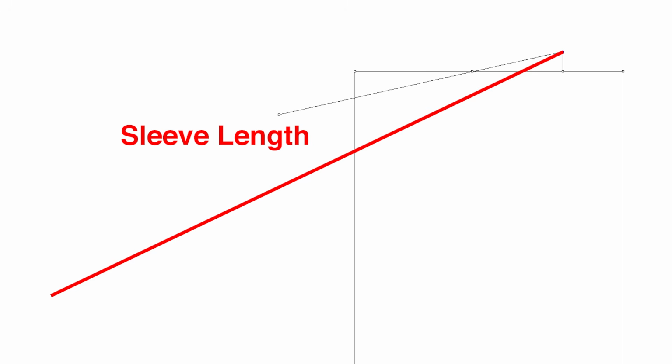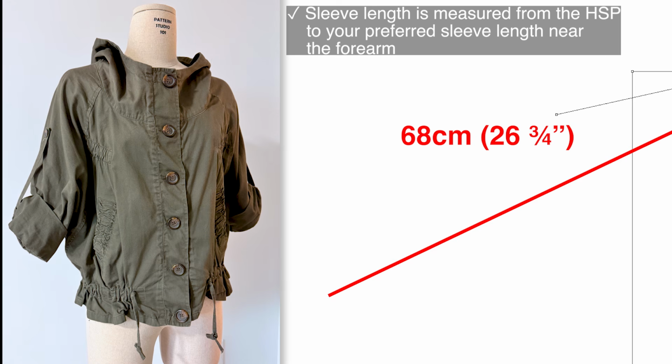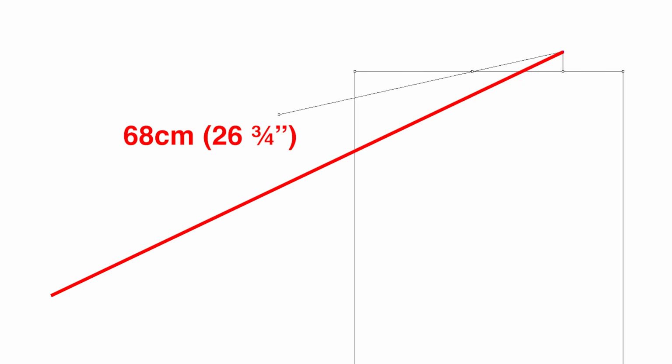Okay, back to my pattern. The sleeve length is 68 centimeter. This is not regular sleeve length when you measure from the shoulder point to the wrist. This is from the high shoulder point, and this jacket sleeve is not full length. So you measure the sleeve length you want from the high shoulder point and wherever you want near the forearm. So this is my example, 68 centimeter.